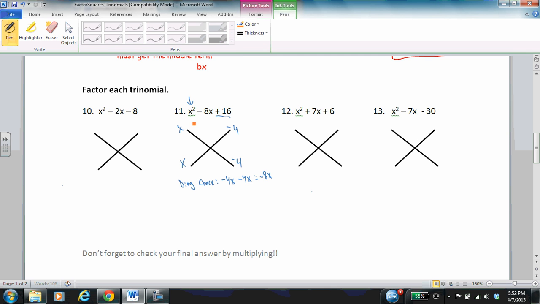So again, this is just a graphic organizer to help me see that the factorization, the solution is x minus 4 times x minus 4. And I'll leave it up to you on this one to go through and verify that that is correct.